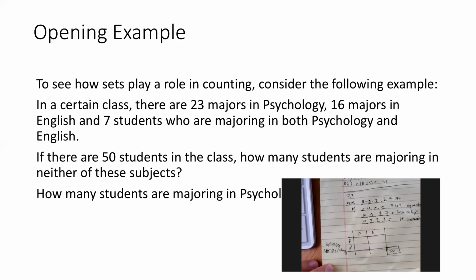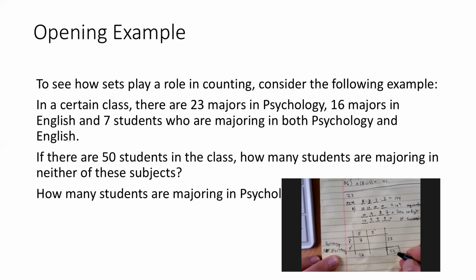So in a certain class, there are 23 majors in psychology. So we know that there are total 23 psychologies. And there's 16 majors in English. So we know that as well. And 7 students who are majoring in both psychology and English. So that would be this one, okay? And then all we need to do is basically figure out the difference between these two and sum them together.